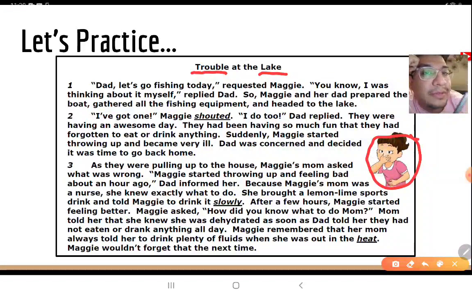But in order for us to find out, we have to read, right? And there goes one part of it, right? So that's our prediction of this. So let's read now.